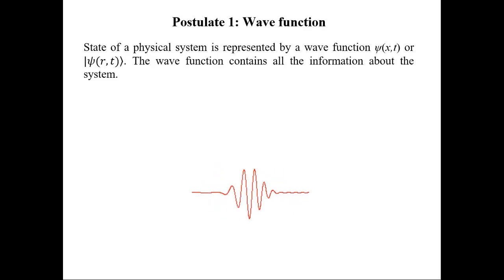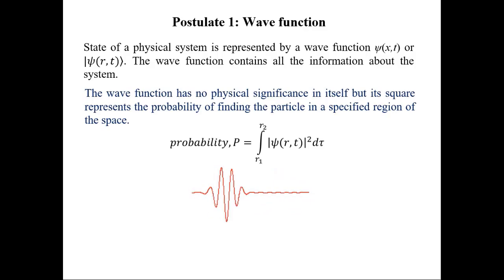If somebody asks about the physical significance of the wave function, then it has no physical significance, but its square does. The square of the wave function represents the probability of finding a particle in a specific region of space. So, if psi is the wave function, then the integral of its square from r1 to r2 is the probability of finding this particle in the region from r1 to r2.